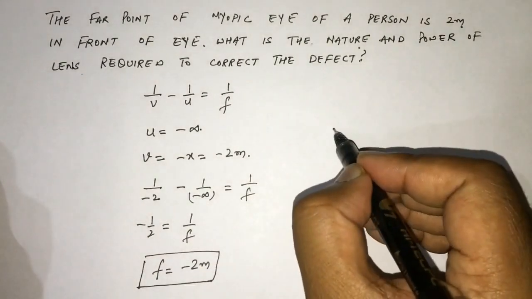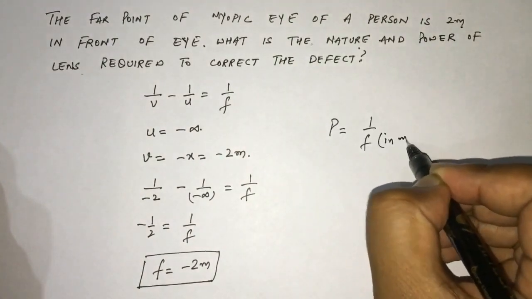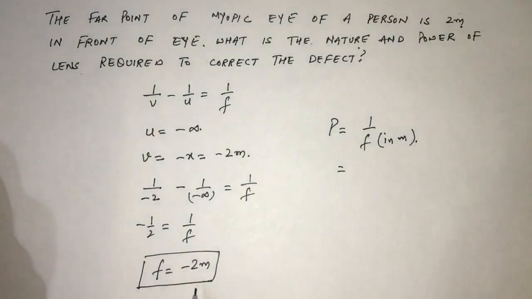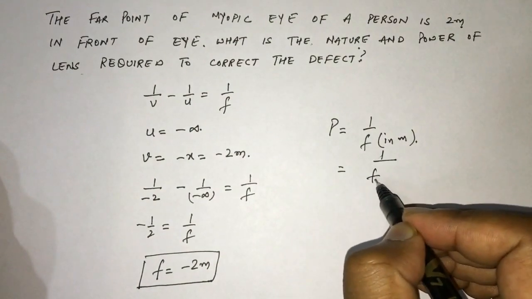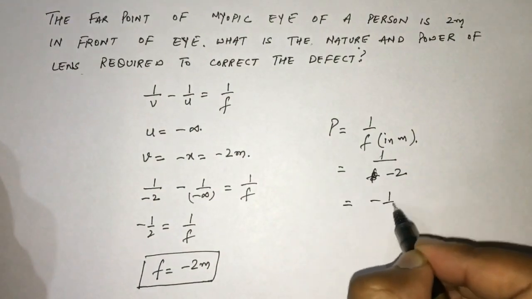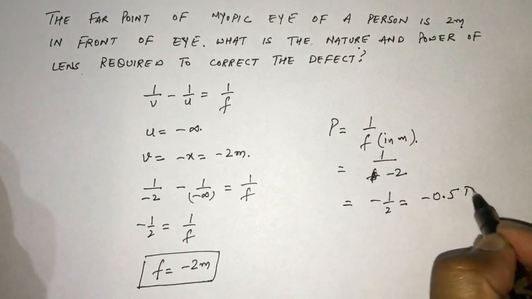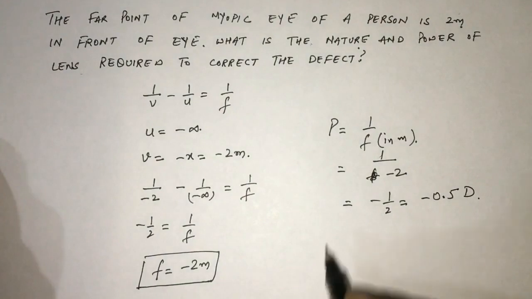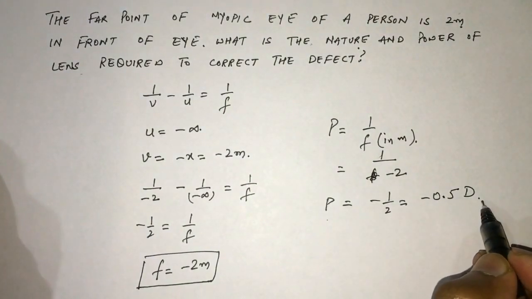Now to calculate the power of lens, that is 1 upon f in meters. The value of focal length is in meter, so you can use 1 upon f. The value of f is minus 2, so it becomes minus 1 upon 2, which is equal to minus 0.5 diopter. So the power of the lens is minus 0.5 diopter.